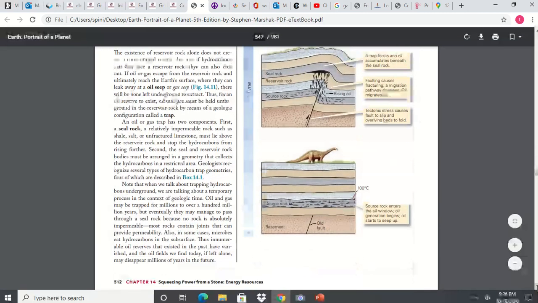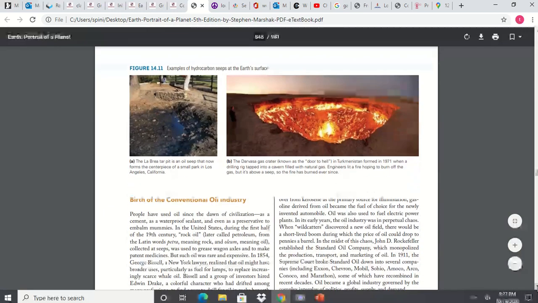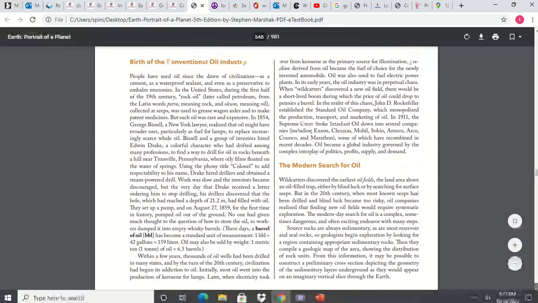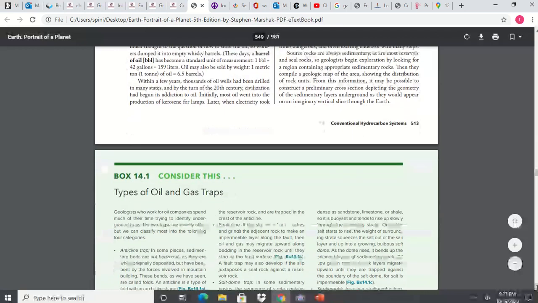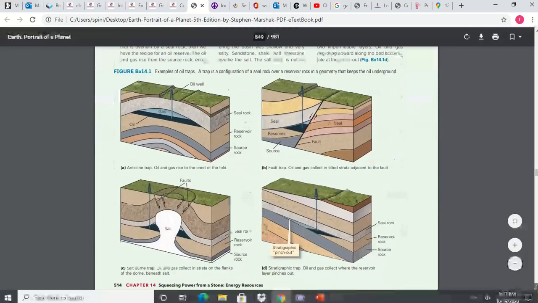But I'm not going to hold you to traps and seals and all kinds of that sort of thing unless you want to become a geologist. And if you do want to become a geologist, most of them are hired by the oil companies. So this would be a good thing to know as a geologist because they hire all the geologists just to find oil. And this is what you'd study in college.